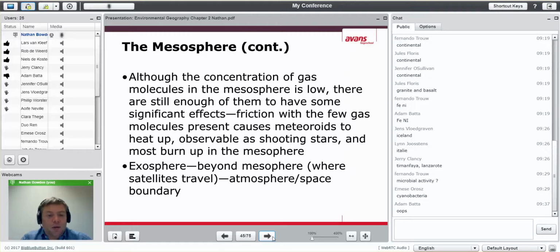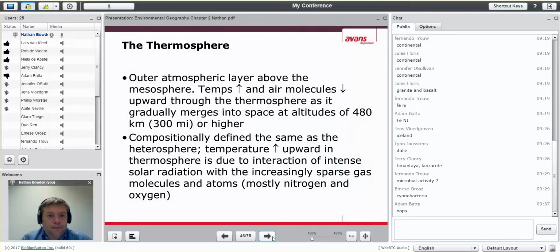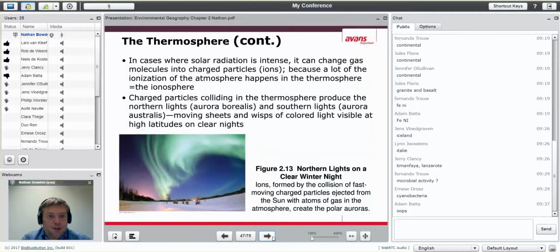The exosphere is just beyond the mesosphere, and that is what we define as space. Outer atmospheric layers above the mesosphere increase, and the molecules decrease as you go through it, at altitudes up to 180 kilometers. Compositionally defined, the same as the heterosphere, the temperatures increase upward in the thermosphere due to interaction with intense solar radiation. So it's quite hot in space.